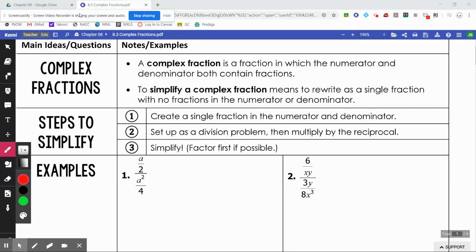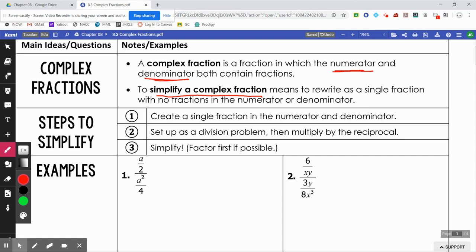In this lesson, we're going to be talking about complex fractions, and a complex fraction is going to be a combination. We're going to have to add, subtract, multiply, and divide fractions in one problem. So a complex fraction is a fraction in which the numerator and the denominator both contain fractions. So it's a fraction within a fraction. To simplify a complex fraction means to rewrite as a single fraction with no fractions in the numerator or denominator.